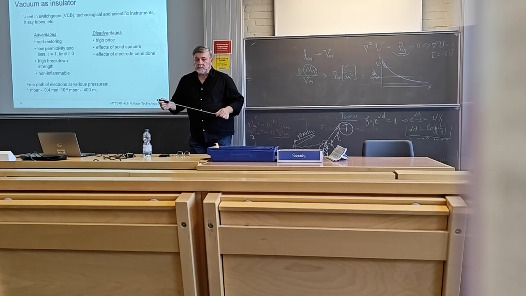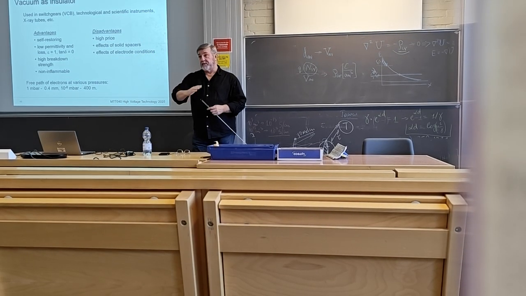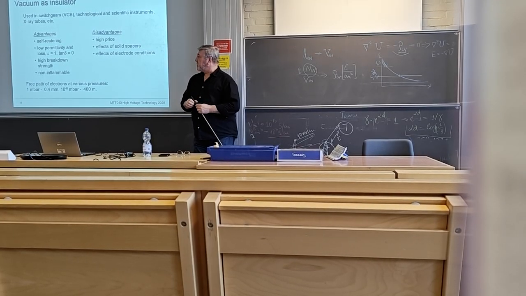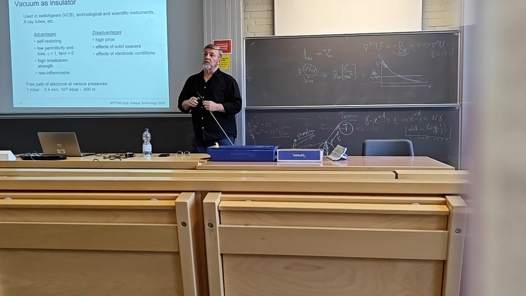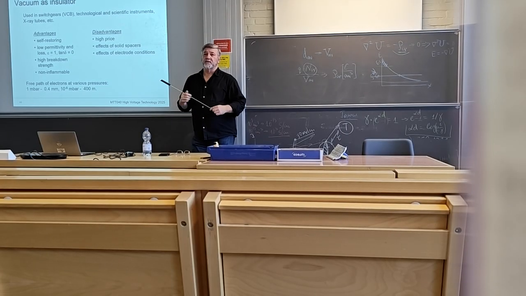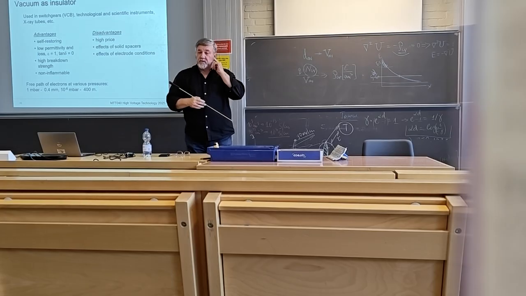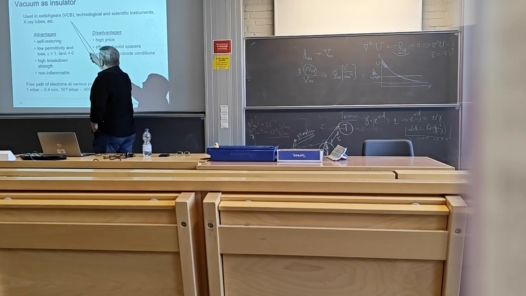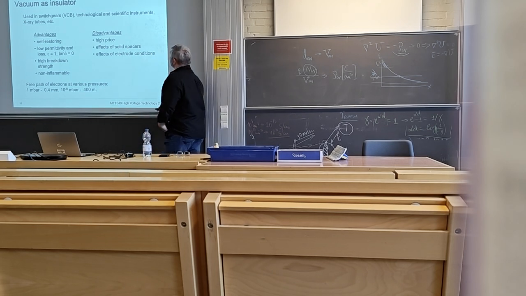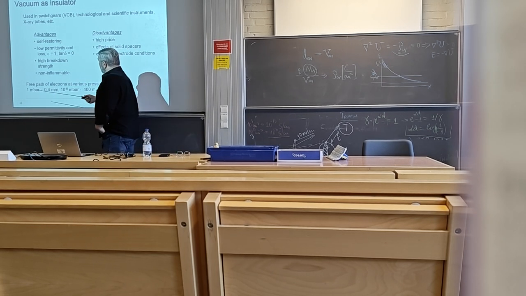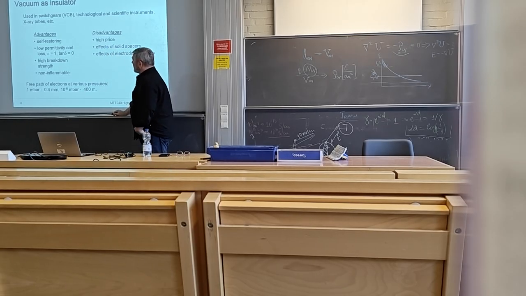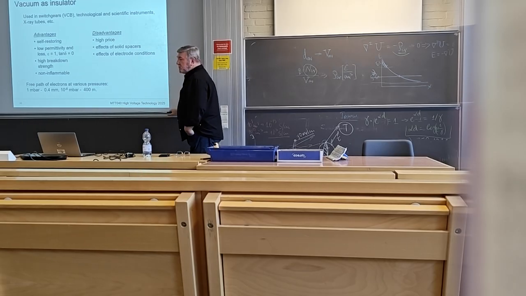Vacuum. If you go to the left branch of the Paschen curve, it looks like that's the solution, because then we will have ideal insulating properties, as there are no particles to initiate avalanches. Vacuum is actually used in vacuum circuit breakers, some technology equipment, X-ray tubes, and so on. It's self-restoring, low loss, low permittivity, high breakdown strength, non-flammable, but high price.